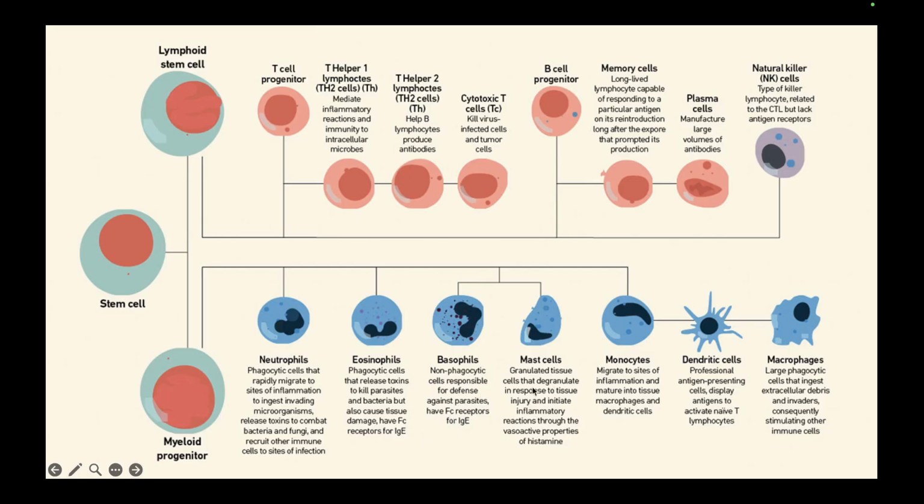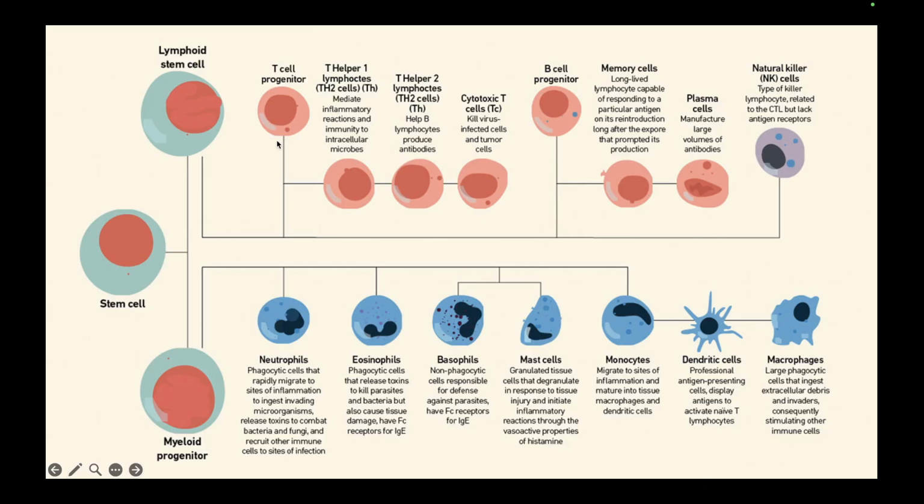Mast cells are granulated tissue cells that degranulate in response to tissue injury and initiate the inflammatory reaction through the vasoreactive properties of histamine. Monocytes migrate to the site of inflammation and mature into tissue macrophages and dendritic cells. Macrophages are large phagocytic cells that ingest extracellular debris and invaders and consequently stimulate other immune cells. The dendritic cell is a professional antigen presenting cell.